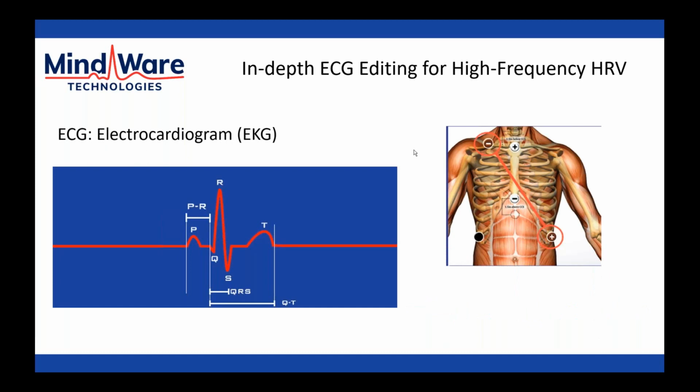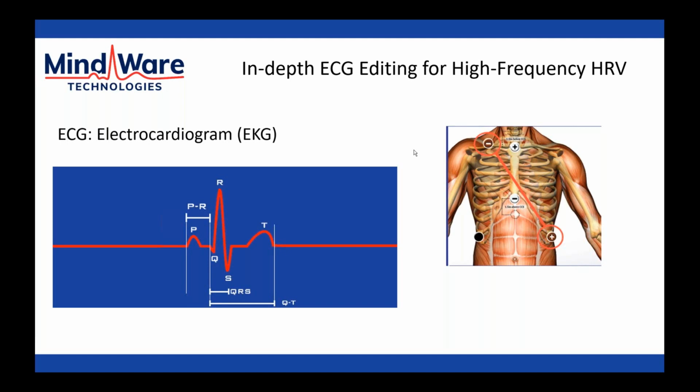So first things first, like I said, we're going to define a few terms that are important to understand when we're talking about editing for this type of analysis. And the first is the ECG, or if you're German, EKG. It's commonly used in the literature, EKG instead. It stands for the electrocardiogram. And what we're measuring here is the electrical activity of the heart.